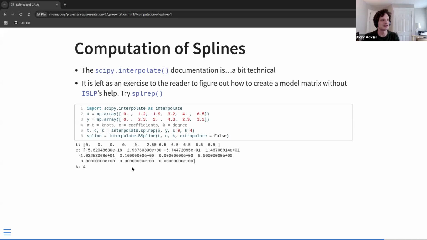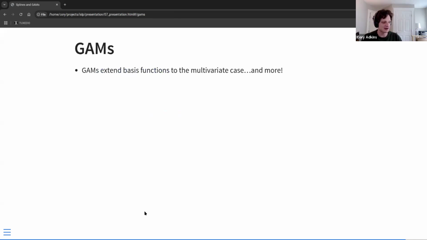And I printed out the coefficients for the curious, but that's it. GAMs, I think, are basically the multivariate extension of these splines and the other basis function models. So I guess we can tackle that next week.